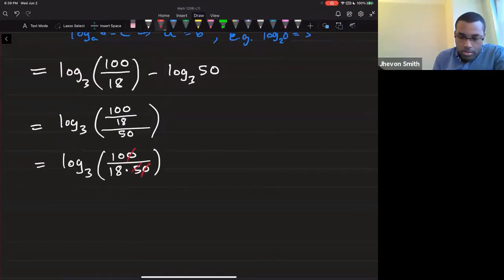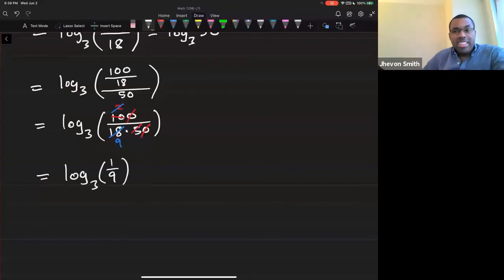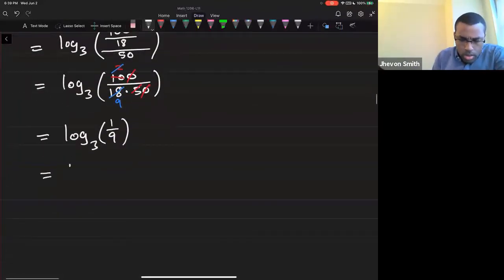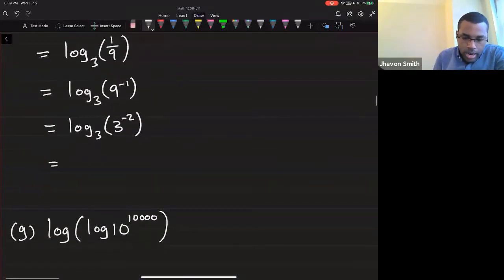So 5 goes into 10 2 times. 2 goes into 18 9 times. So now we really just have log base 3 of 1 over 9. Now that's a lot nicer. I know what 9 is as a power of 3. But 9 is actually 3 squared. So that's what I have.